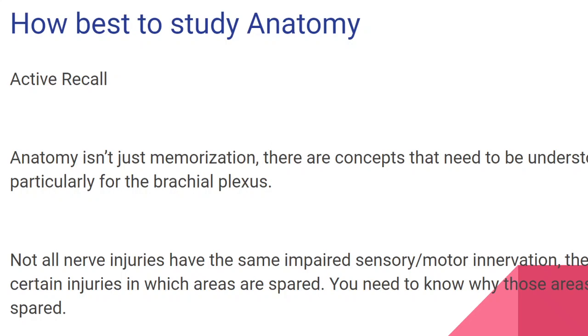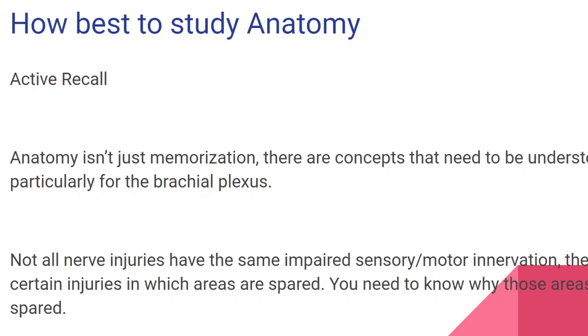So not all nerve injuries have the same impaired sensory motor innervation, right? Sorry, I'm going to repeat myself because I don't think any of that made sense. So if you have, let's say, an injury, for example, carpal tunnel syndrome with your median nerve, you won't lose sensation over your palm. And the reason why that is, is because the nerve passes on top of the carpal tunnel.